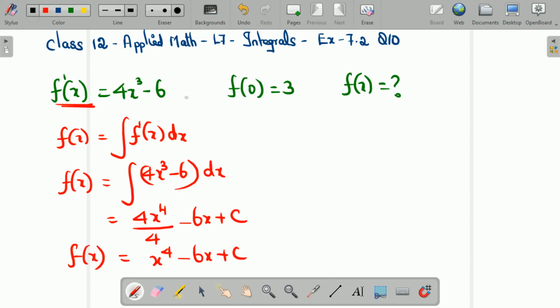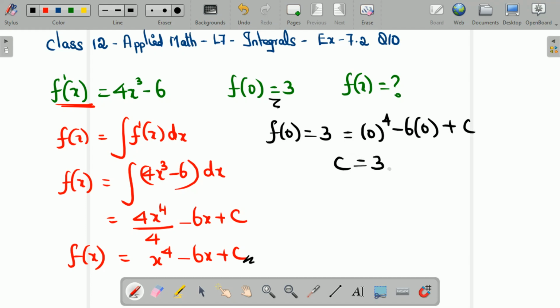Now what is given to us is f of 0. So let's substitute here because we need to find out the value of c. Only then we will be able to give the complete f of x. So f of 0 is equal to 3, which is nothing but 0 power 4 minus 6 into 0 plus c. Essentially, on simplification, we get c is equal to 3.